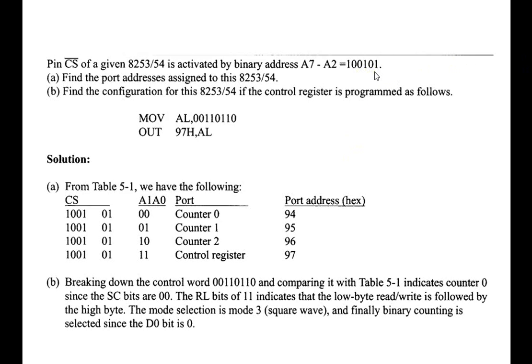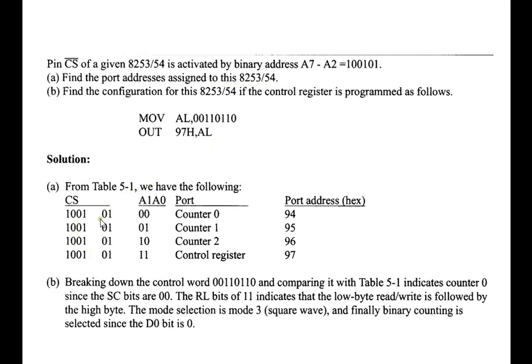100101. Here are 6 ports, but we have to get the 8 ports, so we have put there A1 and A0 for our forms. So the first question is to find the port address assigned to this 8253 and 54.